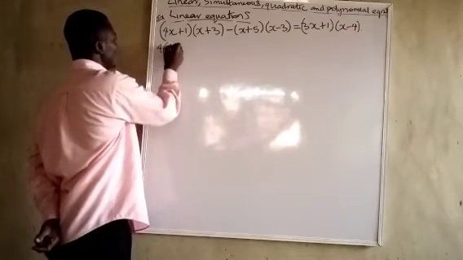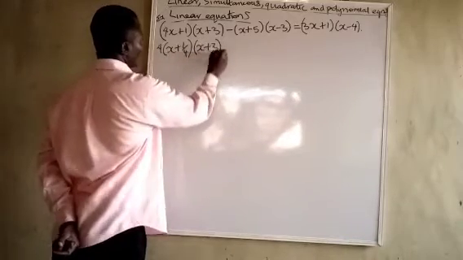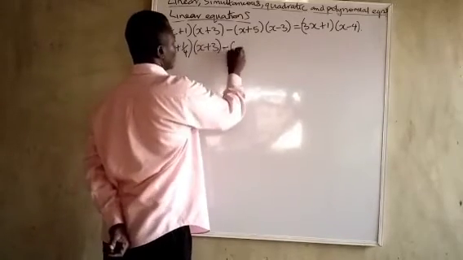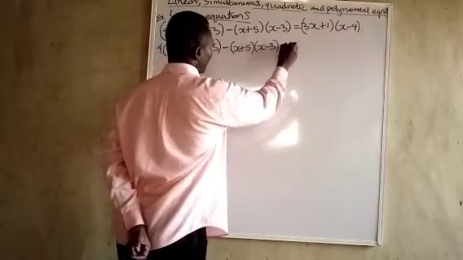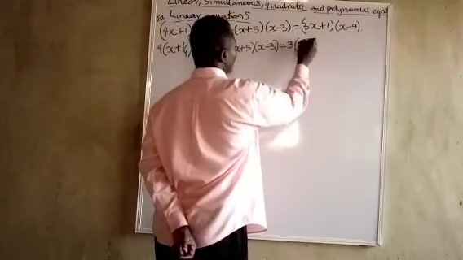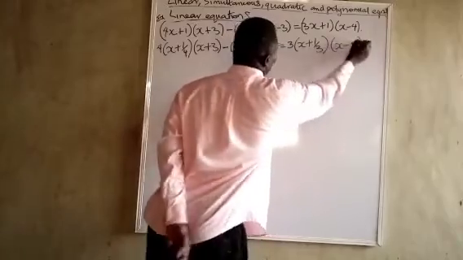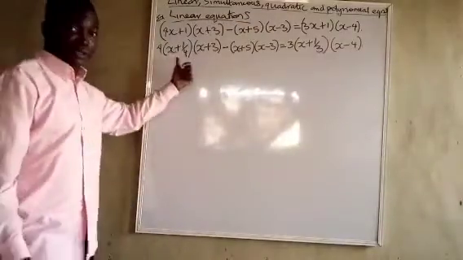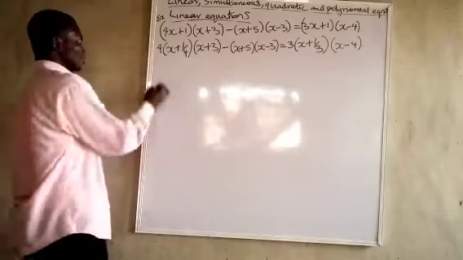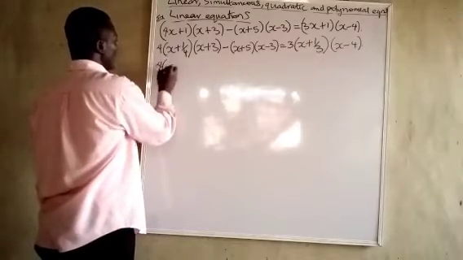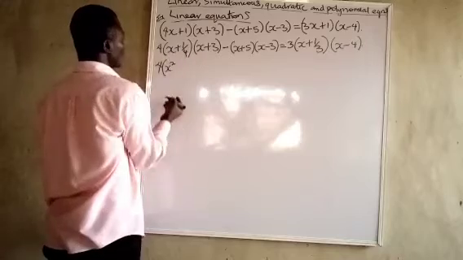4 into x plus 1 over 4 into x plus 3, minus x plus 5 into x minus 3 is equal to 3 into x plus 1 over 3 into x minus 4. What am I trying to achieve? I want to make the coefficient of all the x 1. And from the simple expansion I showed the other time, this one is going to be 4 into x squared. What is the sum? 3 plus 1 over 4.